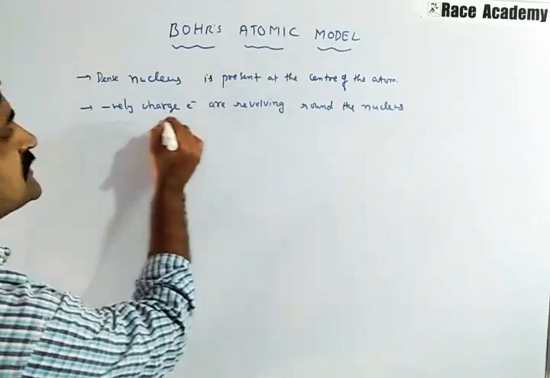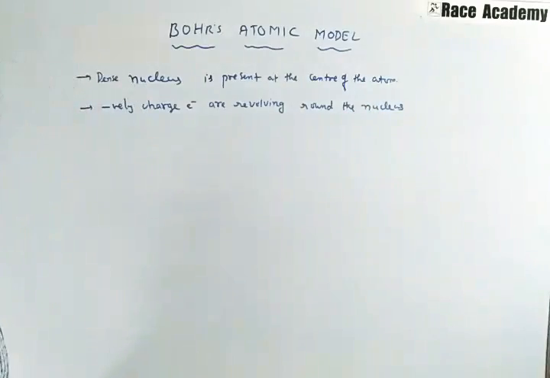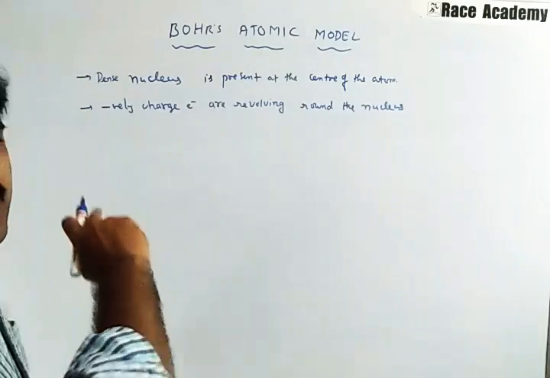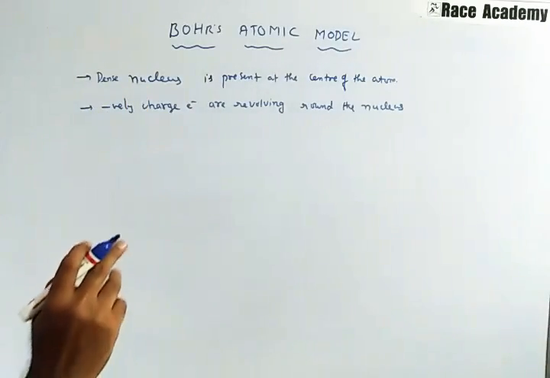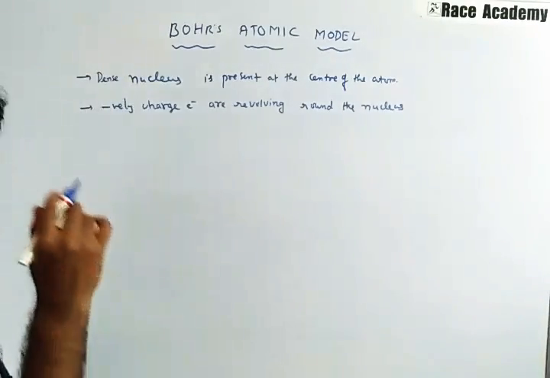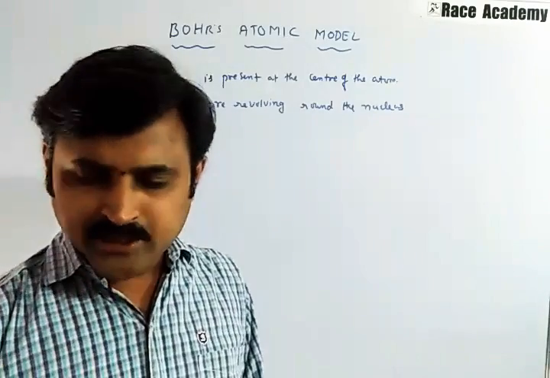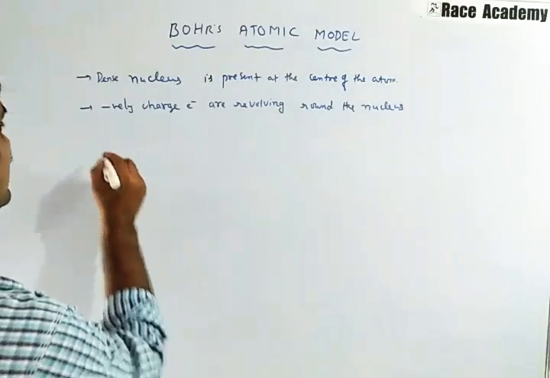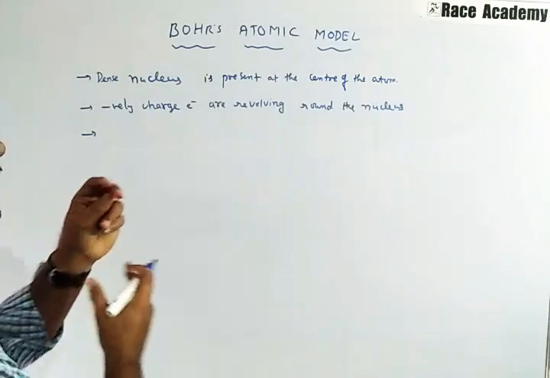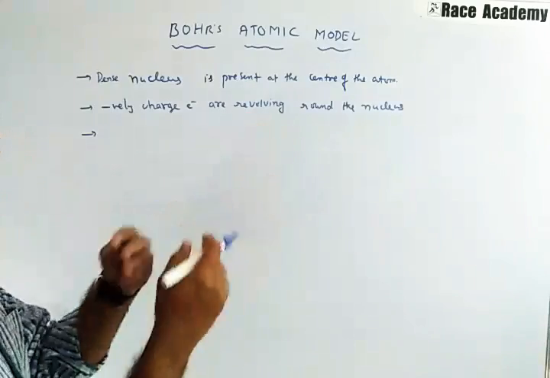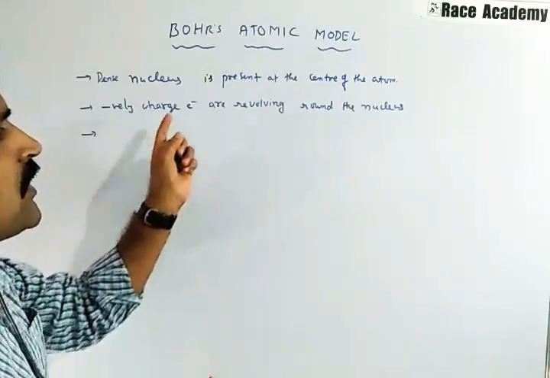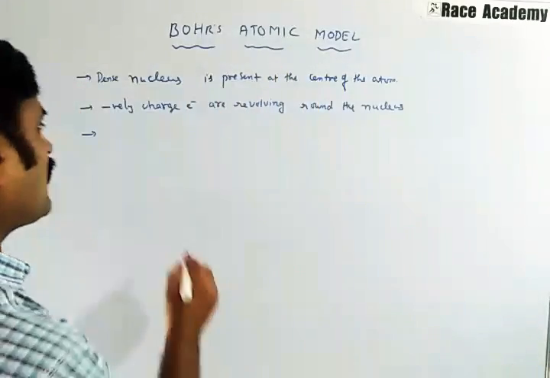That means negatively charged electrons revolve around the nucleus, and the force of attraction between the nucleus and the electron is equal to the centrifugal force of the moving electrons, which was discussed. And after that, in this Bohr's model of atom, the electrons are said to be revolving in circular orbits without emitting or absorbing any kind of energy.